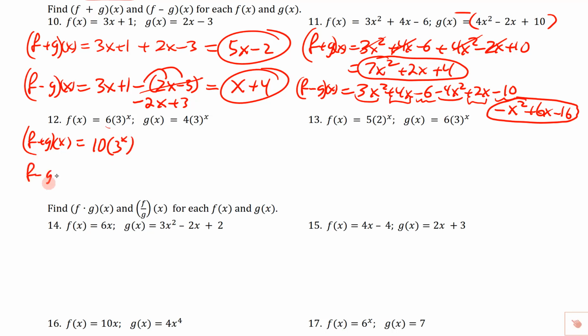And then if we do f minus g of x, it's going to be a subtraction problem. So it's going to be 6 of these minus 4 of these. So that's going to be 2 of these. Okay? So quick way to get the answer on that one here.